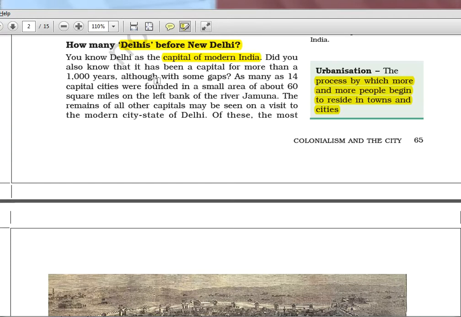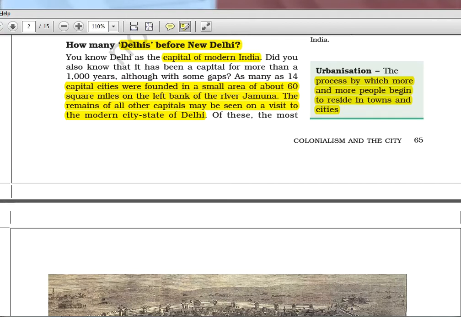That is when Delhi was first made a capital. As many as 14 capital cities were founded in a small area of about 60 square miles on the left bank of the river Jamuna. The remains of all other capitals may be seen on a visit to the modern city-state of Delhi. So Delhi, I told you, is a city of cities.